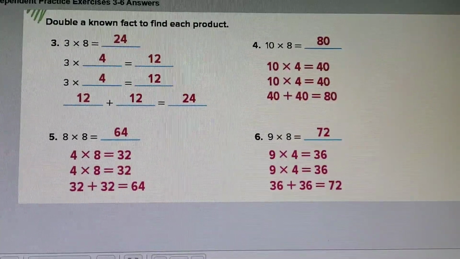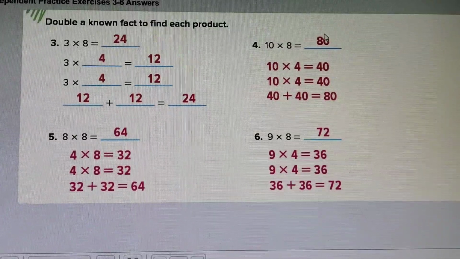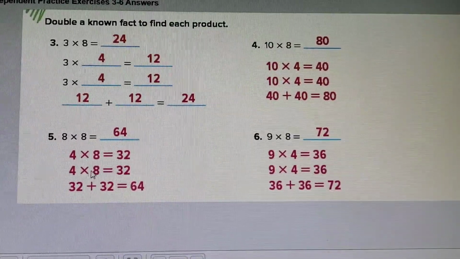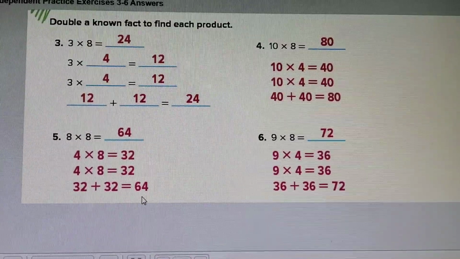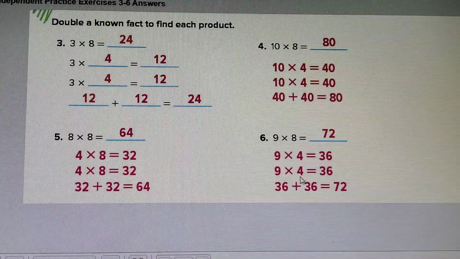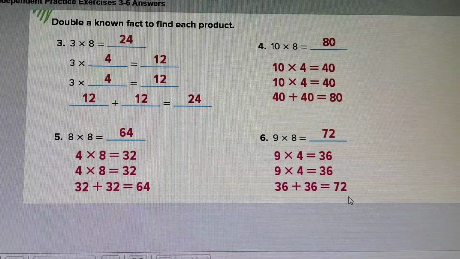So here we did the first number 3 together. Number 4, 80. On number 5, 4 times 8 is 32, plus 32 equals 64. 9 times 4 equals 36. 36 plus 36 equals 72.